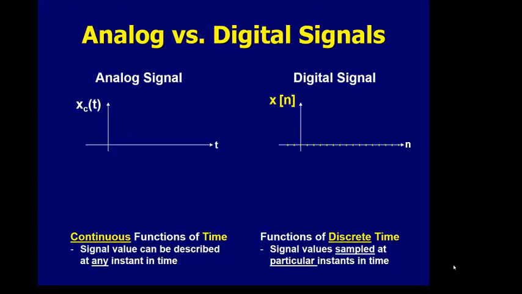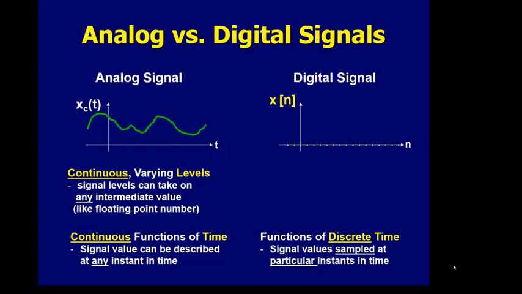Taking this a step further, we can delineate between more familiar names of analog and digital signals. Analog signals are generally continuous time signals. So they are again defined at any value of t, but they also tend to be continuous functions of amplitude as well. So their value, their level at any instant in time is also a continuous function. Think of it as we could express its amplitude using a floating point number with multiple decimal places.